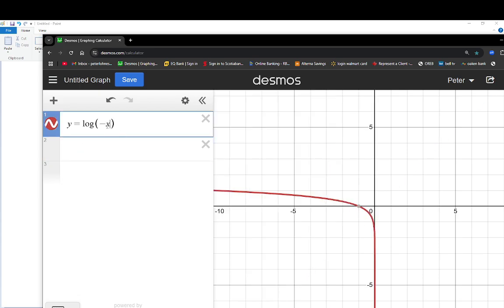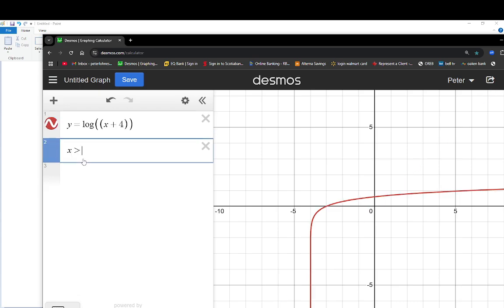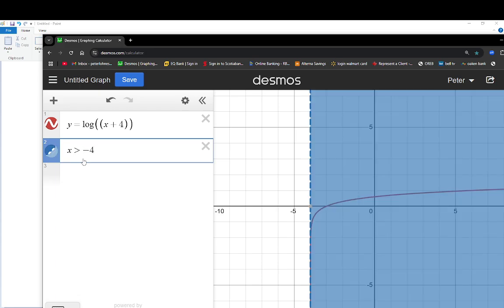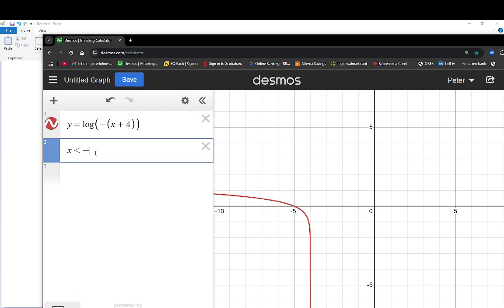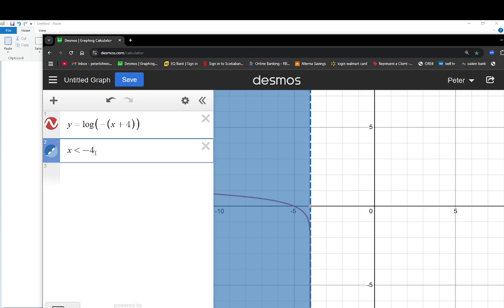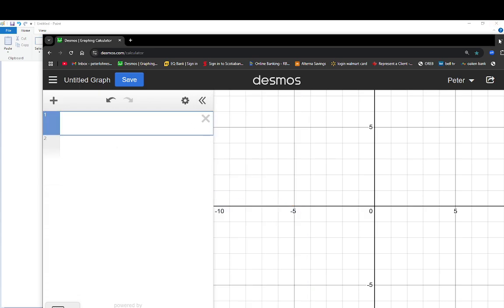Also note that had this been a plus 4, it would have moved 4 to the left. And thus our domain would have become x is bigger than minus 4. If I put a negative here, this flips it in the y-axis, and now my domain becomes x is smaller than minus 4. So be aware, negative numbers on the x in logs affect the domain, and negative numbers on the y in exponents affect the range. So you have to learn these graphs by doing it.